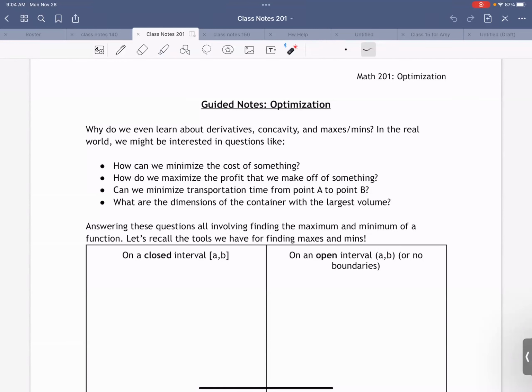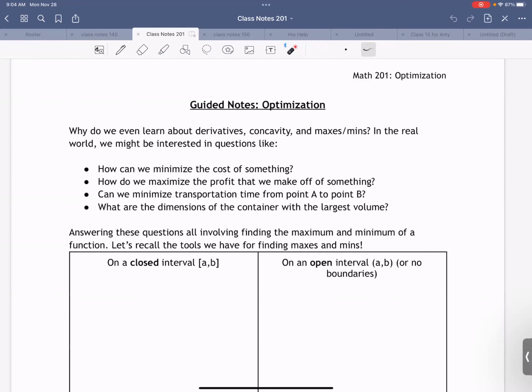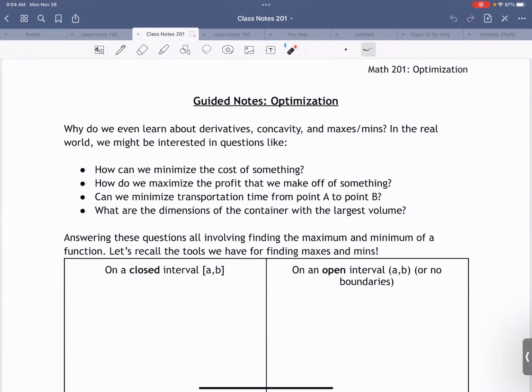Maximizing profit, right? That's a type of max or min question. And not just min or max of cost, but transportation time and the min or max of a container's dimensions so we can fit something in it. So anything that asks you for the minimum or maximum of something, that's a type of question that we put under the whole blanket of optimization.